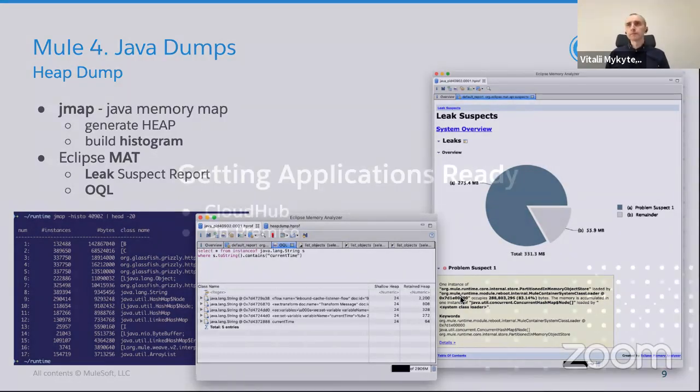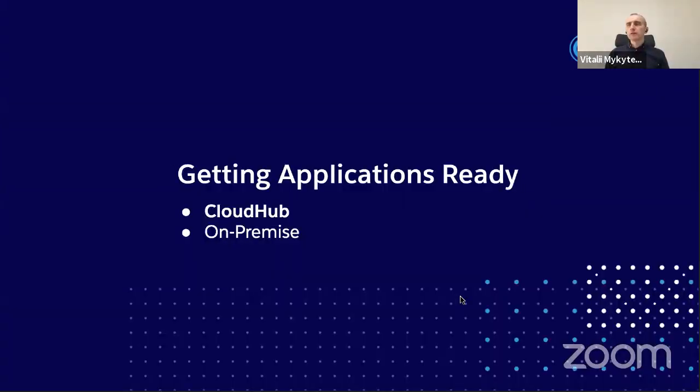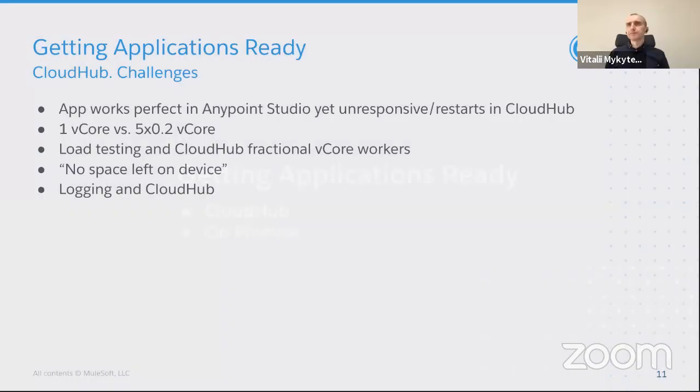Let's move on. So how we get applications ready for different types of deployments. In this presentation, we cover CloudHub and on-premise, but all that is discussed here is applicable to other types of deployments, like Runtime Fabric, for example.